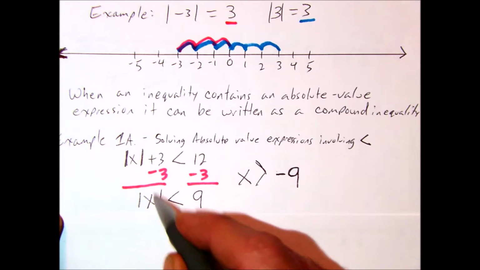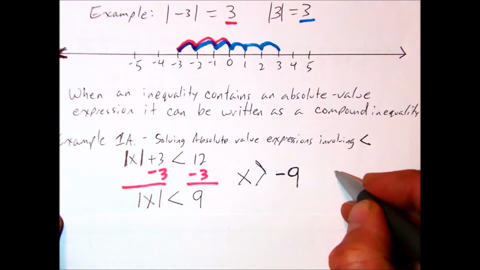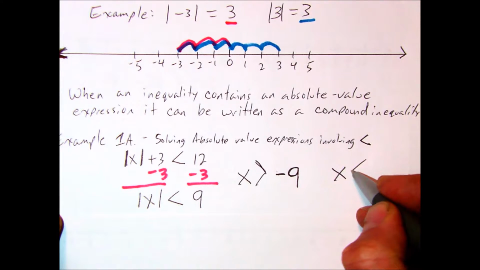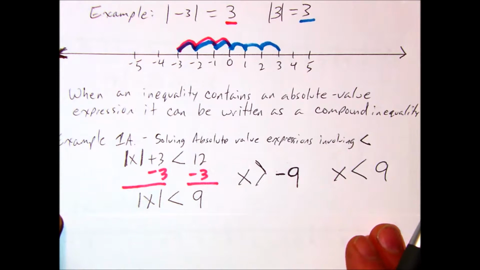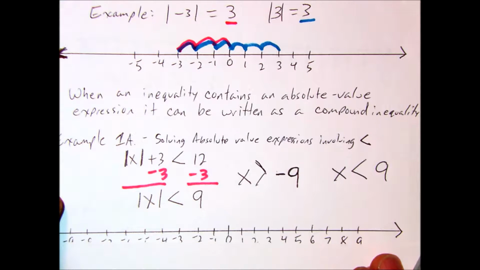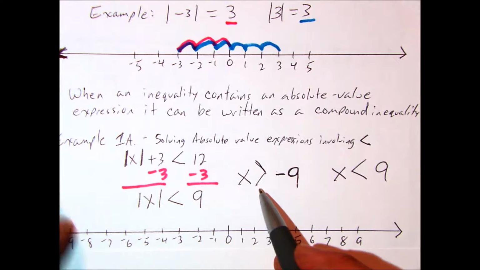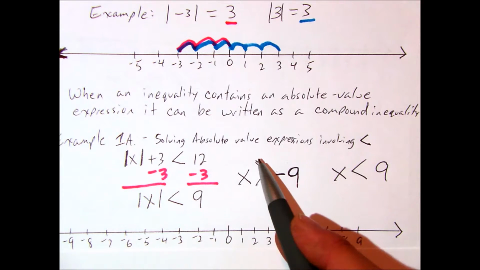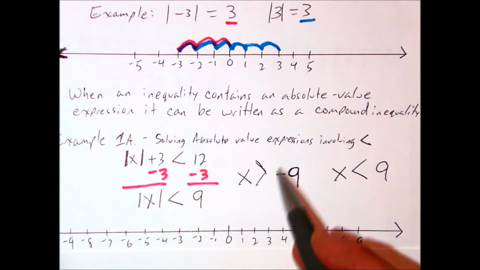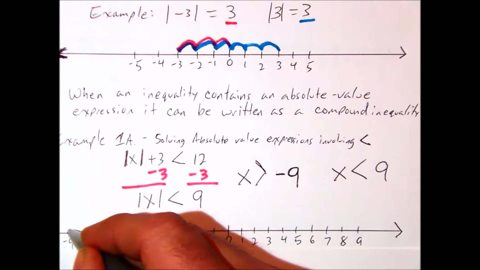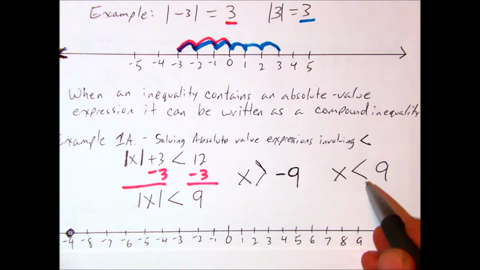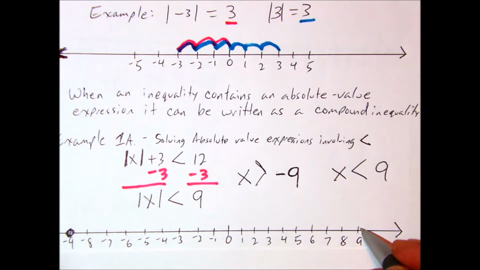And then we're going to have a positive value for x. So x is less than 9 units from 0 on the positive side. So when we graph that, this is greater than and less than. So -9 is not part of the solution, so I'm going to have an endpoint with an open circle at -9 and an endpoint with an open circle at +9, because it's not part of the solution either.